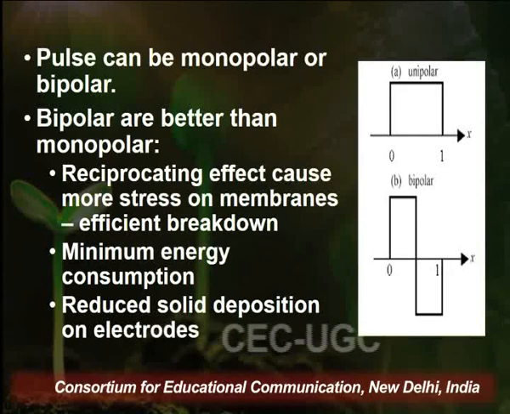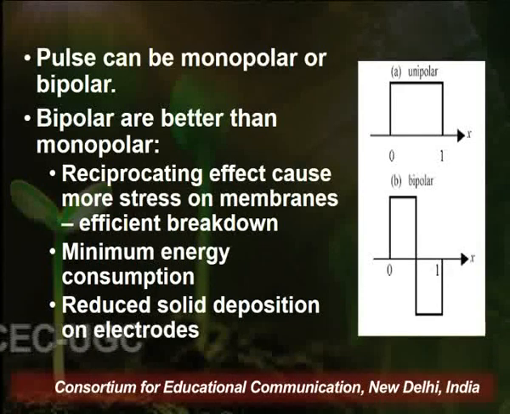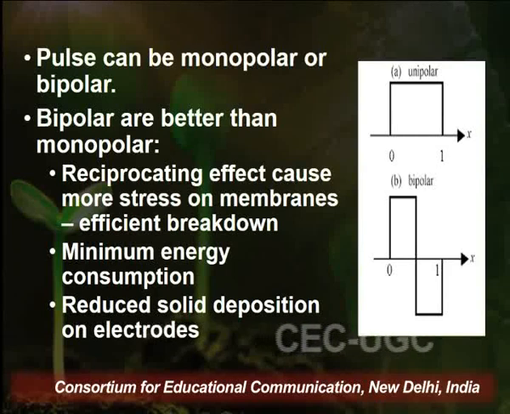And as I told you, bipolar waves are always considered better than monopolar, because we see in the image that there is a reciprocating effect produced by the bipolar waves. There is an increase in the intensity. That increased intensity, in case of square pulses, is maintained for a specified period of time. Then that intensity decreases, goes below the zero value into a negative value, then again it increases.